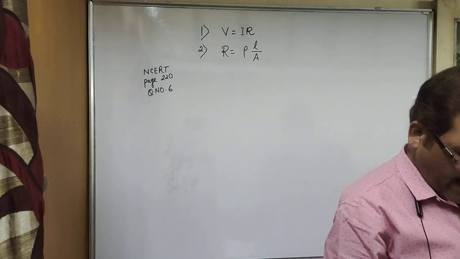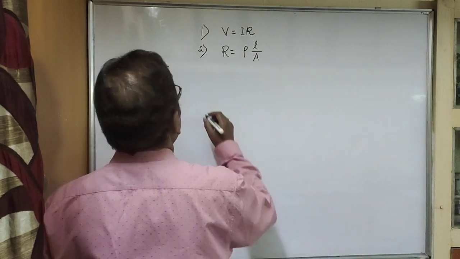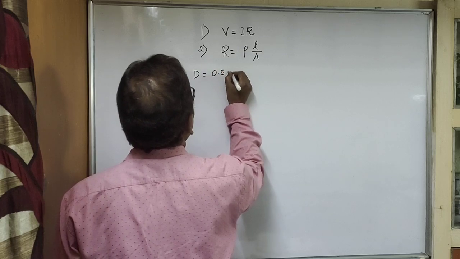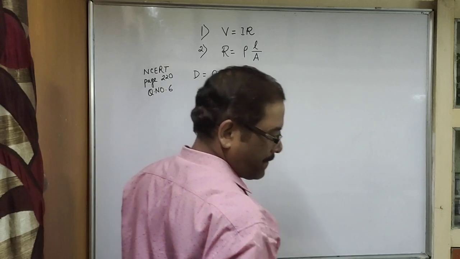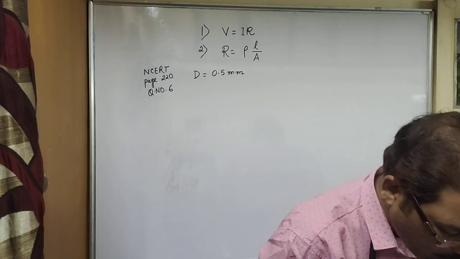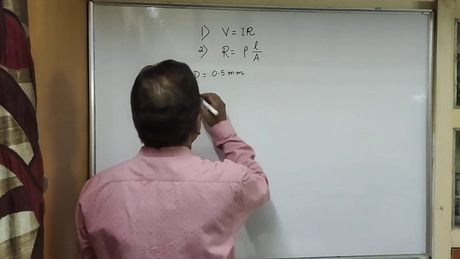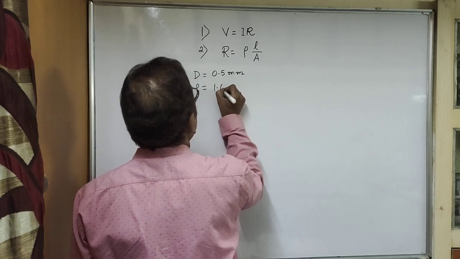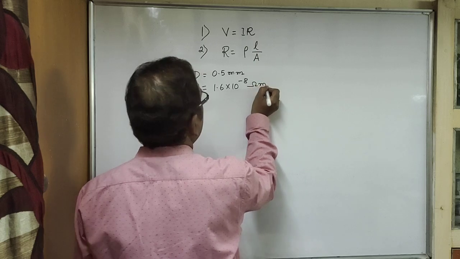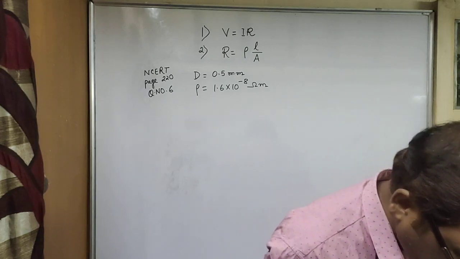A copper wire has a diameter of 0.5 millimeter. So diameter of copper wire is given, 0.5 millimeter. And resistivity 1.6 into 10 to the power minus 8 ohm meter. In this way, you will read the question carefully and write down the given things.